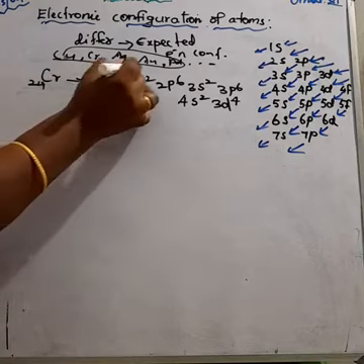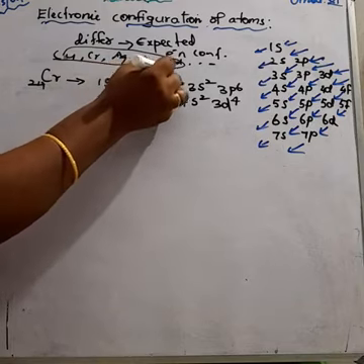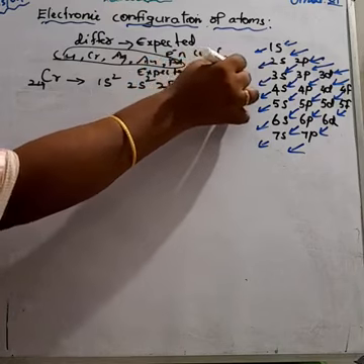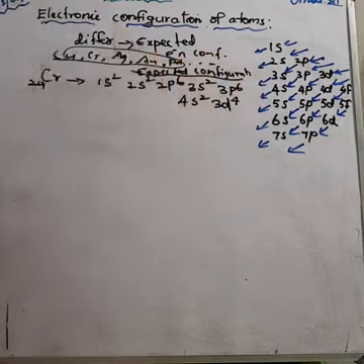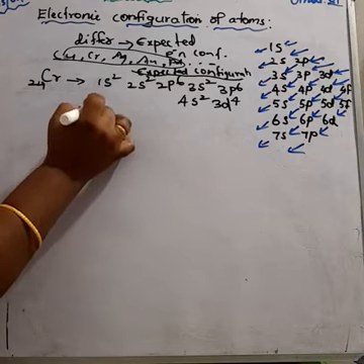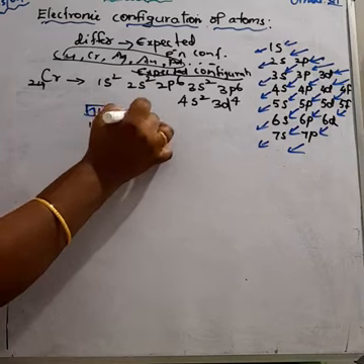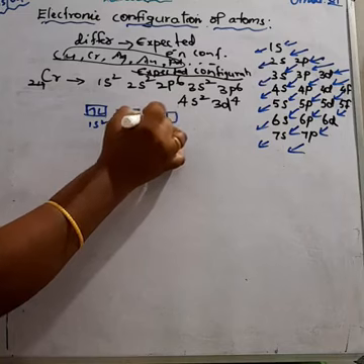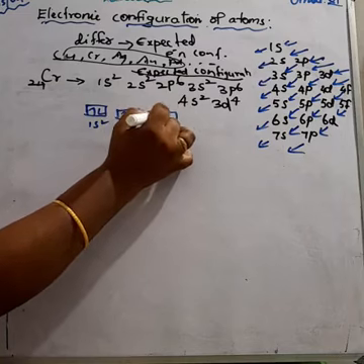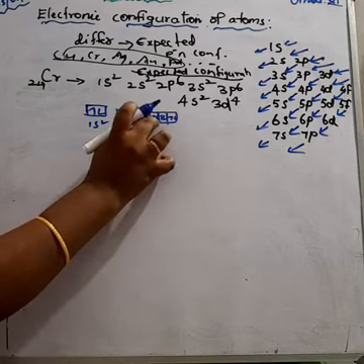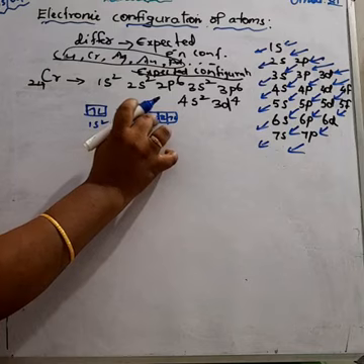This is the expected configuration according to the Aufbau principle, but it is not stable. How it is not stable I will explain now. First we can draw the orbital diagram. 1s orbital, 2 electrons, 2s orbital, 2 electrons, 2p orbitals, 6 electrons. According to Hund's rule, we first fill the electrons singly: 1, 2, 3. After that, from the 4th electron onwards, we pair up the electrons.